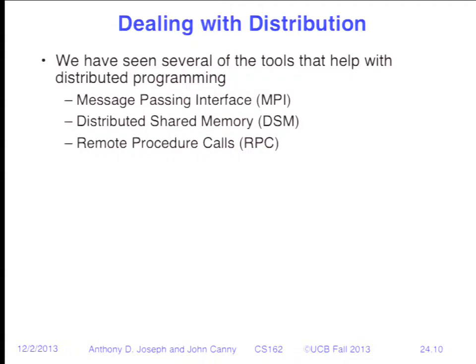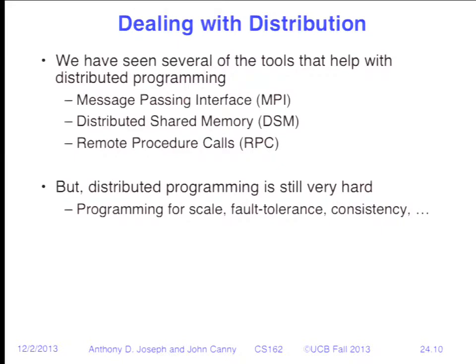Remote procedure call is another technique that we've seen in this class and is perhaps the most common approach used, where we build the ability to do a procedure call on top of the ability to send messages and receive messages between hosts. So three different ways we can build our applications, but it's still really hard, because I have to design my application to deal with scale, to deal with the fact that things can go wrong, and to deal with the fact that I can have inconsistencies between my machines. Yes?